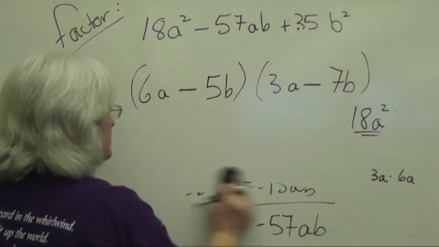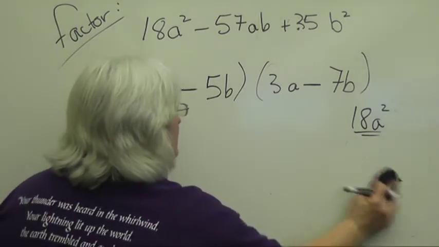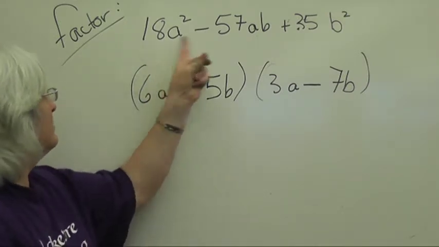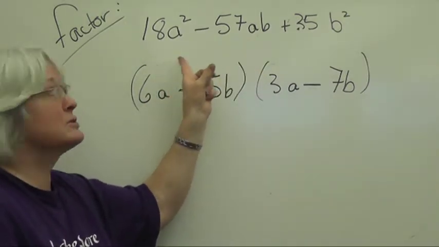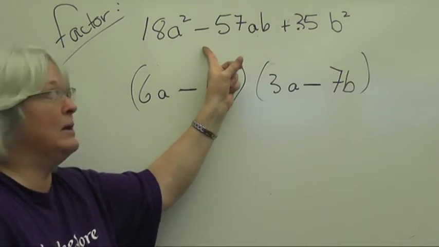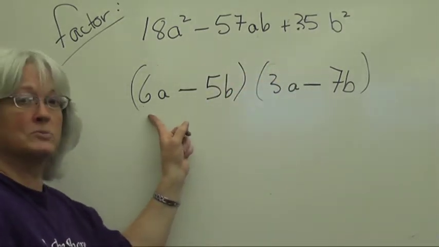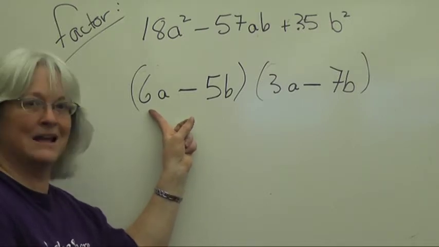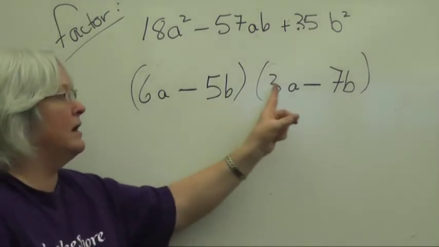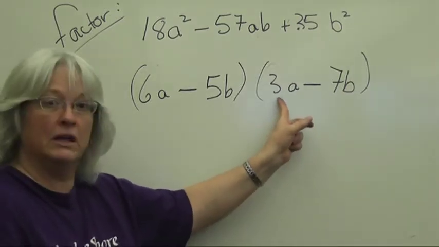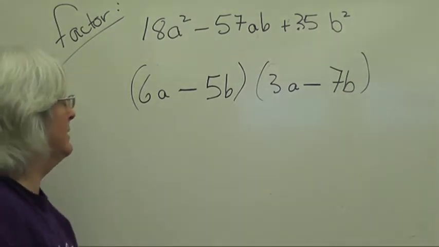So the solution to our instructions to factor this problem: 18a squared minus 57ab plus 35b squared is the first binomial factor, the quantity 6a minus 5b, times the second binomial factor, the quantity 3a minus 7b.